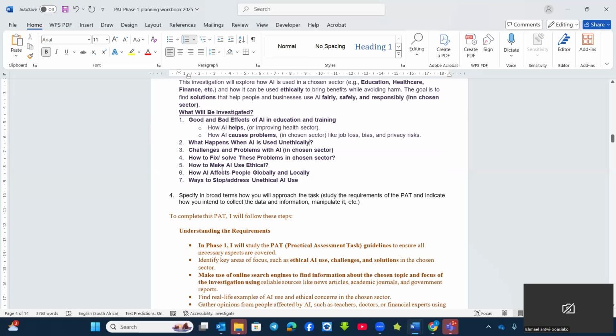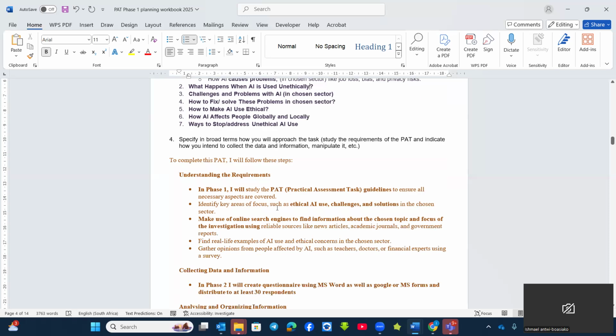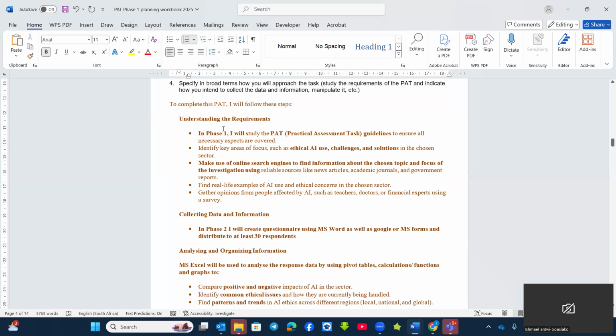Right. Now, the next one will be the parameters of PET. How will you complete this considering the parameters of PET? Like I said in the previous video, you mention in each phase what is to be done. For instance, phase 1, you study the PET guidelines to ensure all necessary aspects are covered, identifying the key areas such as the ethical use of AI, the challenges and solutions in the sector. You have to mention the sector, please. Making use of online search engines to find information about the chosen topic. So you talk about it.